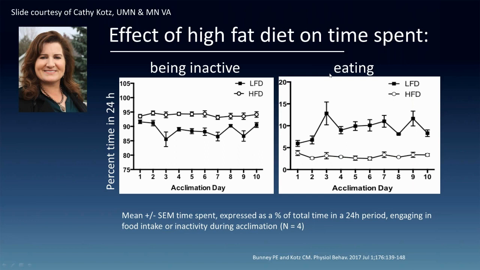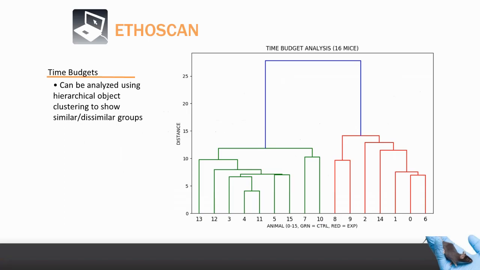So this is a slide courtesy of Kathy Kotz at the University of Minnesota, and she was using some of the behavior capabilities of her Promethion system, looking at the effects of high-fat diet here on time spent being inactive. And you can see the high-fat diet animals spend a lot more time inactive than the chow-fed animals. And eating, other way around, the high-fat diet animals spend much less time eating than the low-fat diet. So you can get some very useful information from the time budgets.